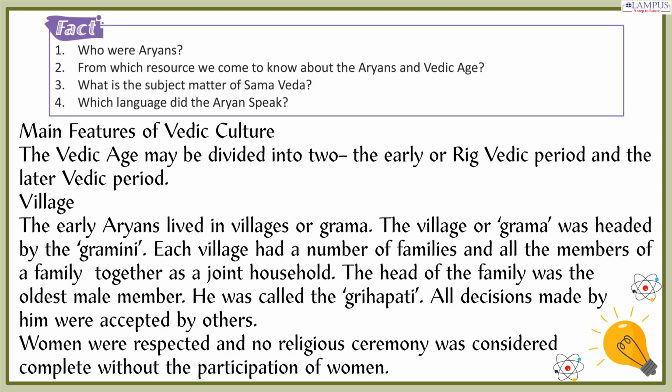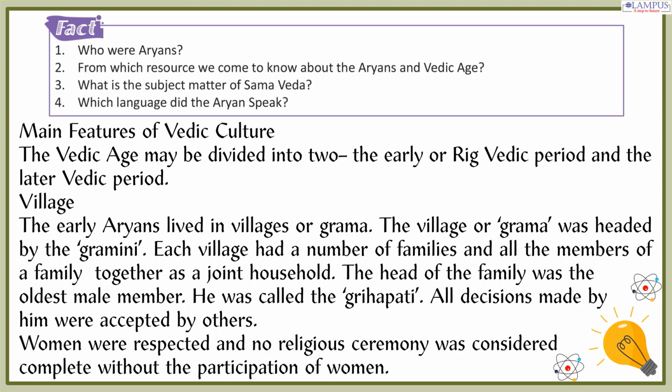Main features of Vedic culture. The Vedic age may be divided into two: the early or Rig Vedic period and the later Vedic period. Village. The early Aryans lived in villages or grama. The village or grama was headed by the Gramini. Each village had a number of families and all the members of a family lived together as a joint household.